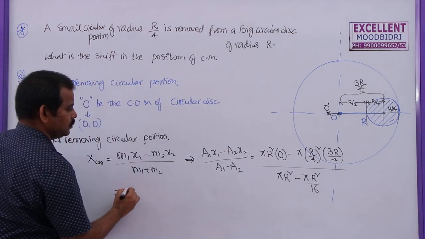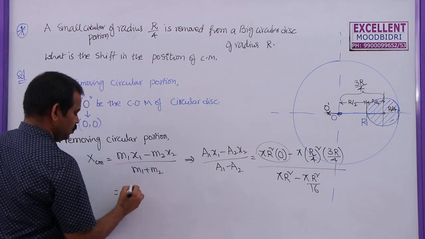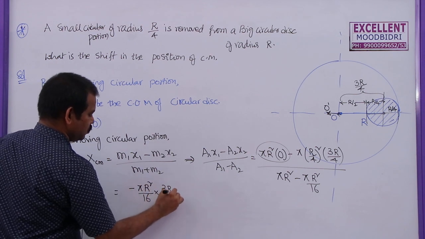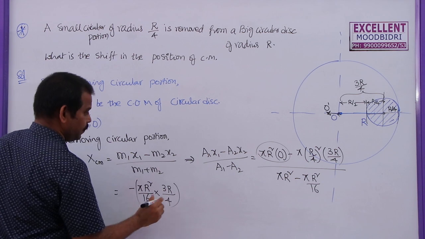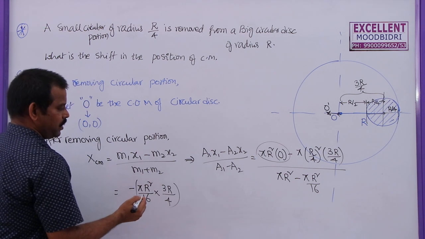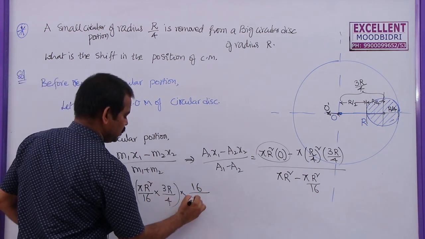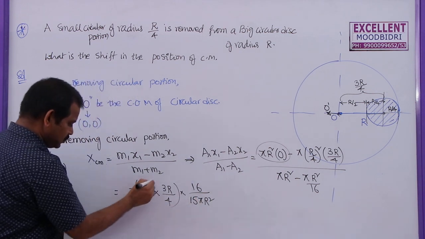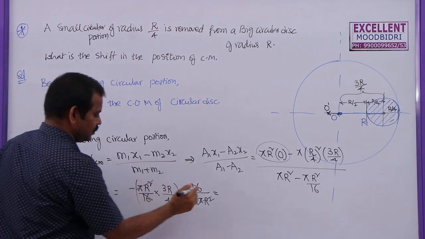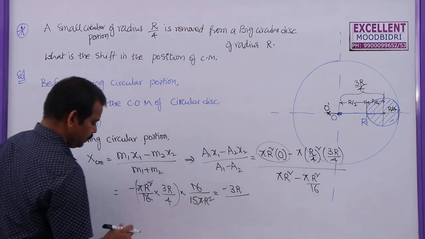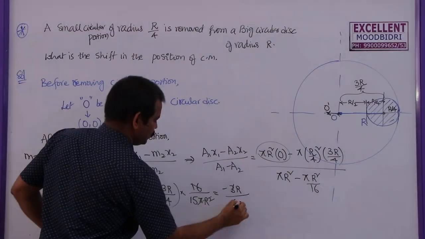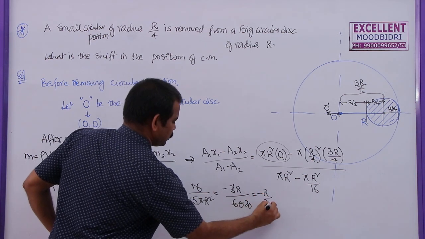Now what am I going to write? This will become pi r square into 0, which is 0. The remaining term is minus pi r square by 16 into 3r by 4, divided by, in the denominator, 16 pi r square minus pi r square, that is 15 pi r square by 16, which becomes 16 by 15 pi r square. You can cancel pi r square and pi r square, and this 16 and 16. The remaining terms are minus 3r by 15 fours, which is 60, and with 3 ones and 3 twos, this is minus r by 20.